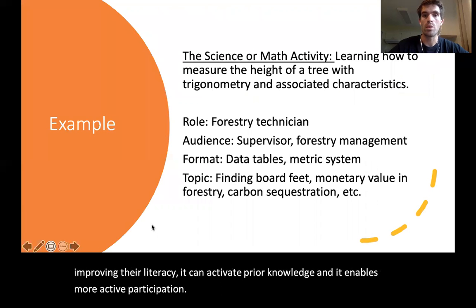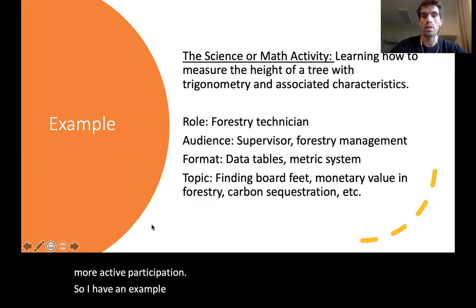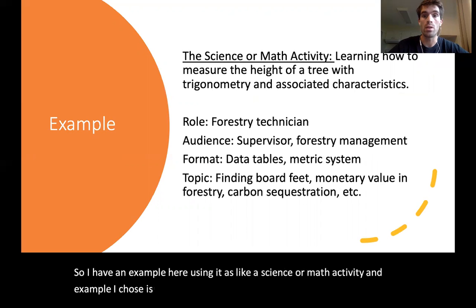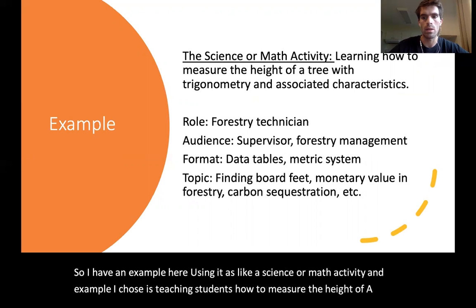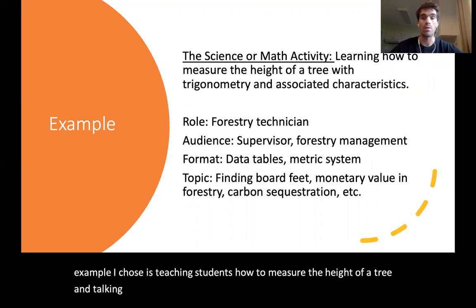So I have an example here, using it as like a science or a math activity. And the example I chose is teaching students how to measure the height of a tree and talking about other associated scientific or mathematical concepts with that activity.